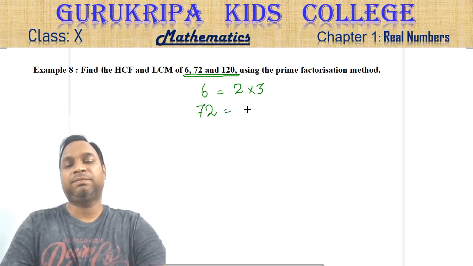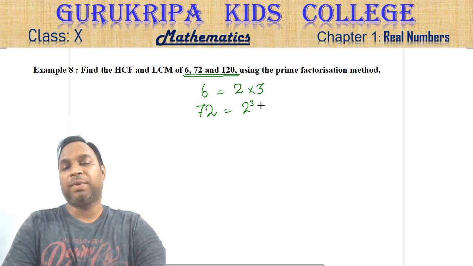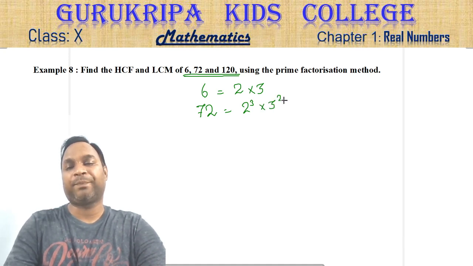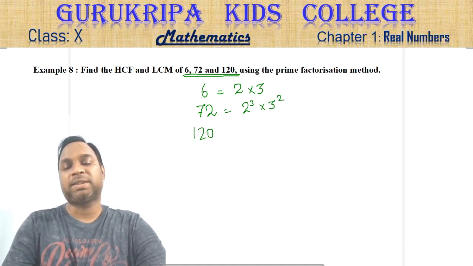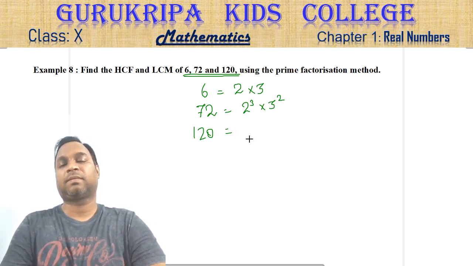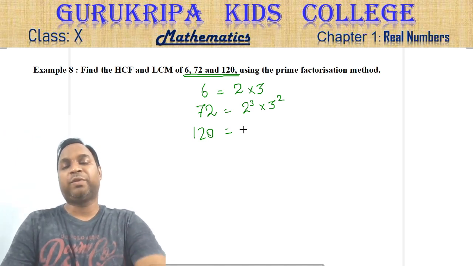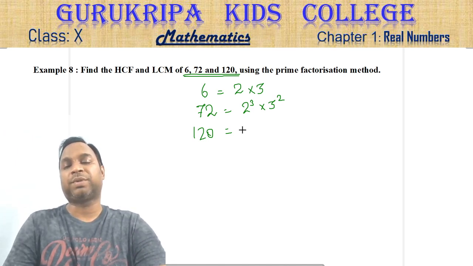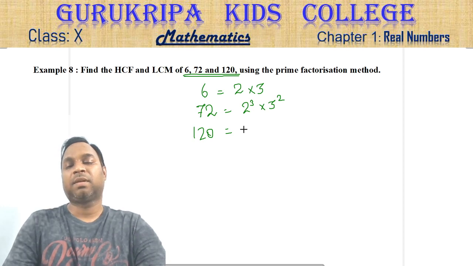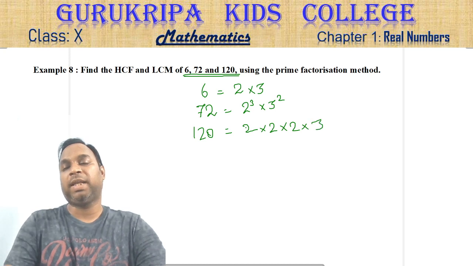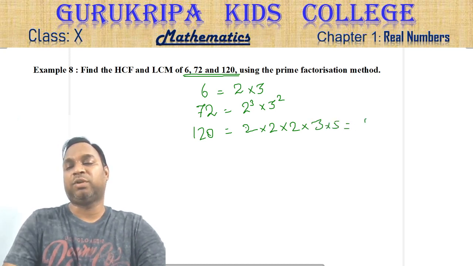72 is equal to 9 into 8, that is, 2 cube into 3 square. 120 is equal to 2. How many times will 2 come? 2, 2 to the 4, 4 to the 8. 2 into 60, 2 into 30, 2 into 15, into 3 into 5. That is equal to 2 cube into 3 into 5.